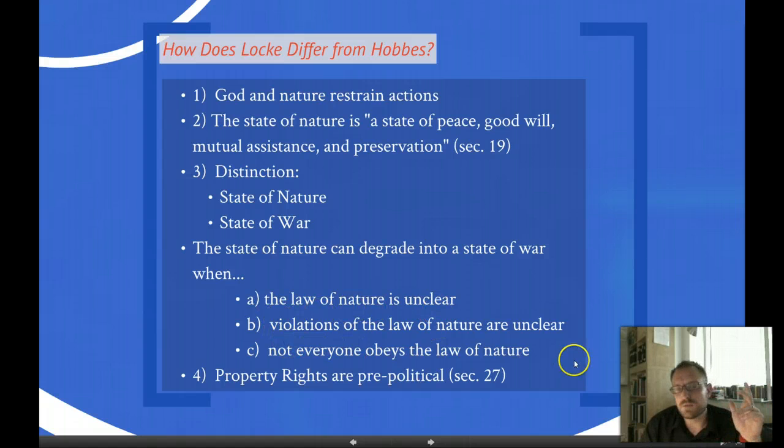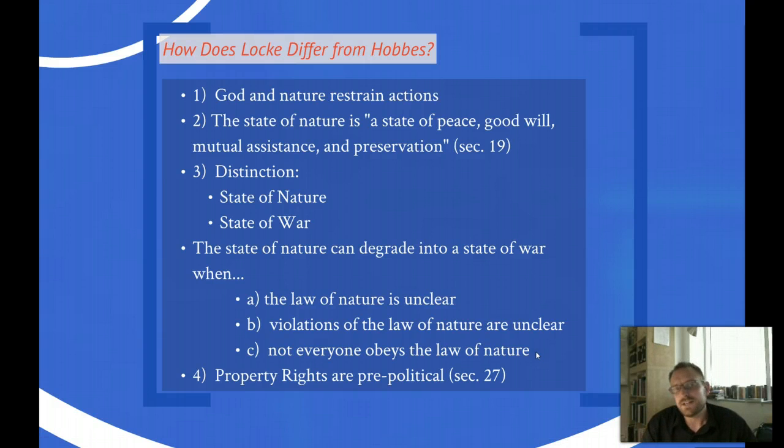Another one, of course, this is probably the most basic one, is if not everyone obeys the law of nature, you can degrade into a state of war. So you can see here that there's more fertile soil in Locke for maybe a theory of anarchism than there is in Hobbes, because he thinks that people are fundamentally good and rational, and naturally they're going to work together unless the law of nature is unclear, violations of it are unclear, or people just don't obey it.